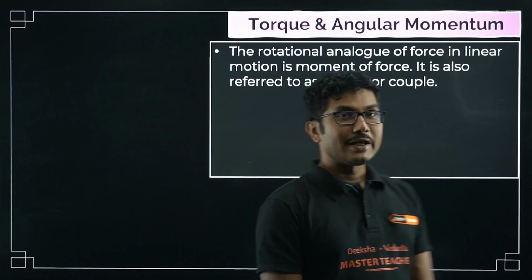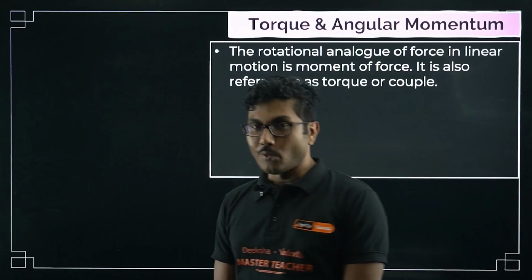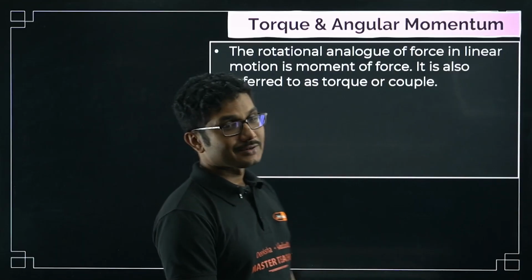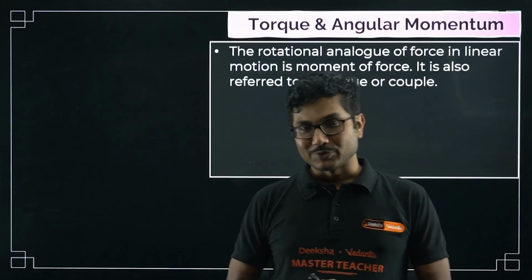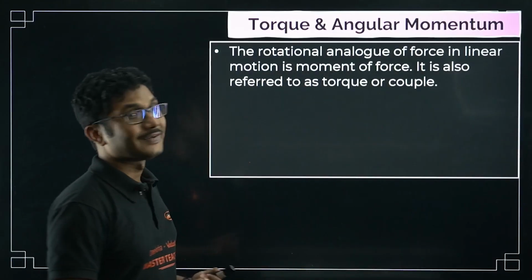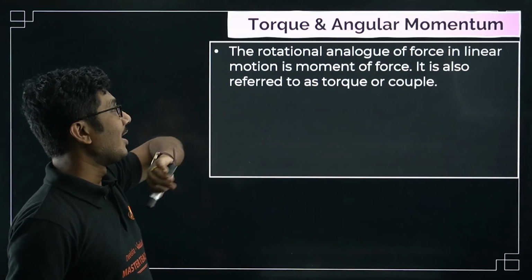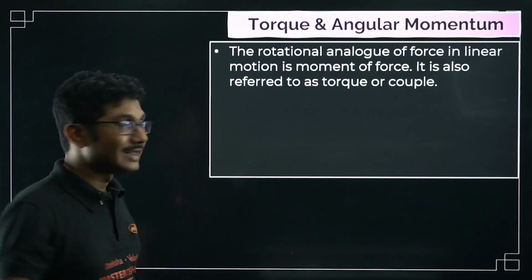For example, you have one name at your home, one name at your college, one name called by your friends. So there are different names, right? So torque also has different names, like Sri Krishna. So moment of force, torque, couple, everything is the same.